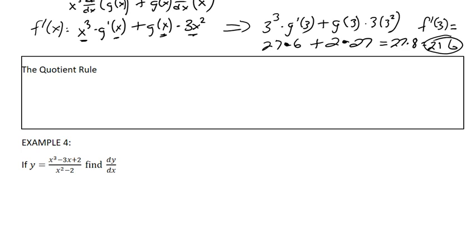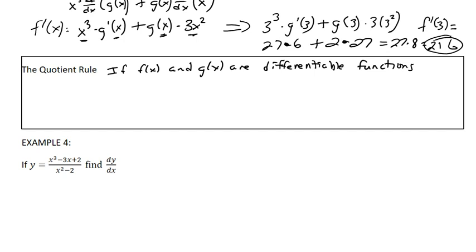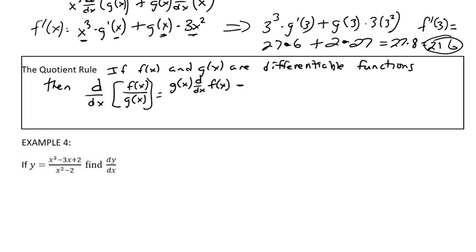So if these two are differentiable functions, okay, then the derivative of f of x divided by g of x equals g of x times the derivative of f of x minus f of x times the derivative of g of x all over g of x squared.